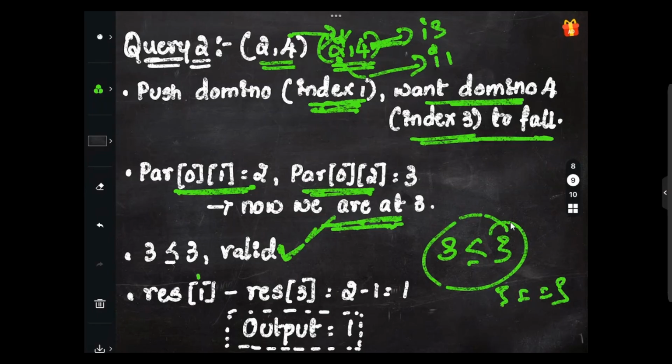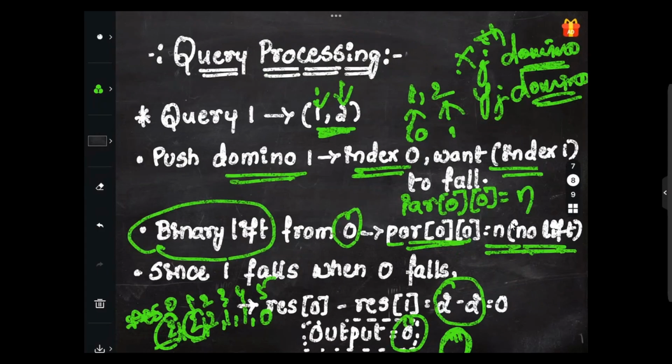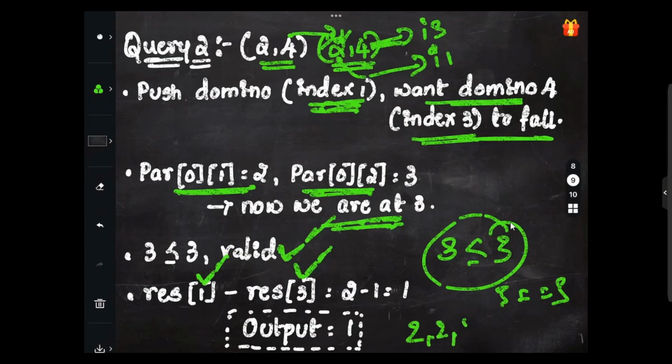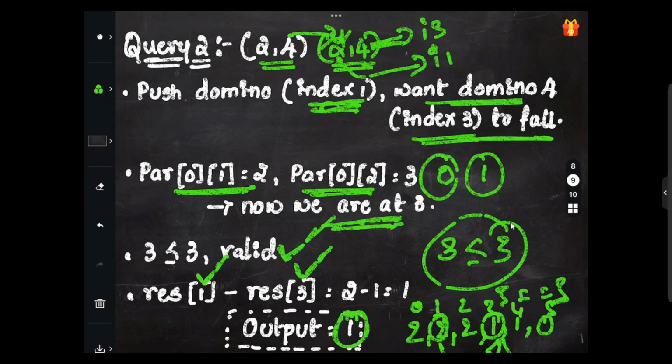So we will go with result of 1 minus result of 3. Again I'll write the pre-processed values: 2 1 2 2 1 1 0. Result of 1 is nothing but 2, and result of 3 is nothing but 1 here. We will go with 2 minus 1, nothing but 1. So for the second query we have got the output 1. For the first query we had got output 0.